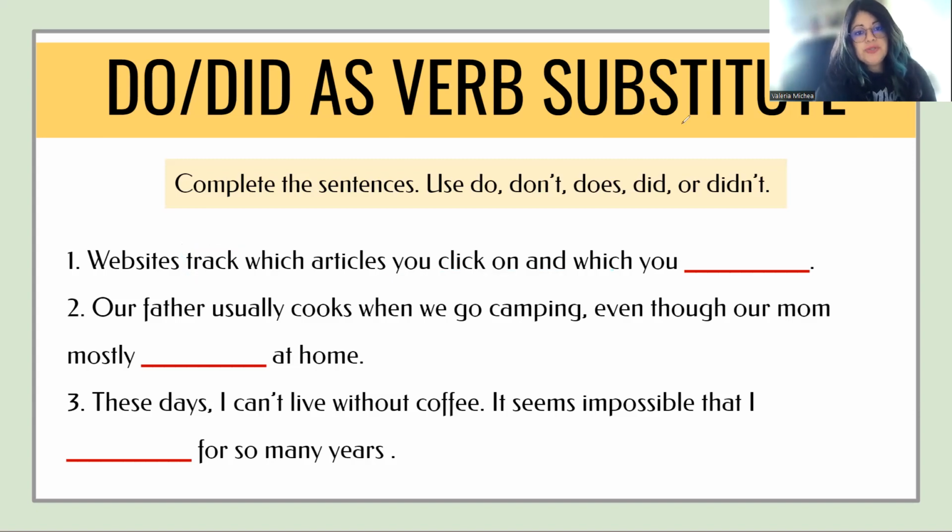Now we have number 2. Our father usually cooks when we go camping, even though our mom mostly... at home. All right, so this is kind of tricky. Our father usually, there we have. Then you have the verb also telling you which verb tense this is. So, with that information, you can go and see which is the correct answer here. Let me remind you, we have usually, we have cooks, which tells you the verb tense, and we know that this is affirmative.